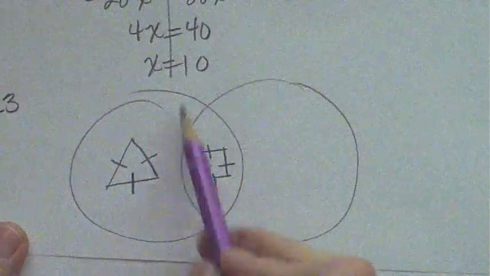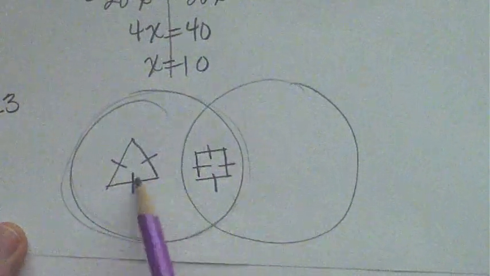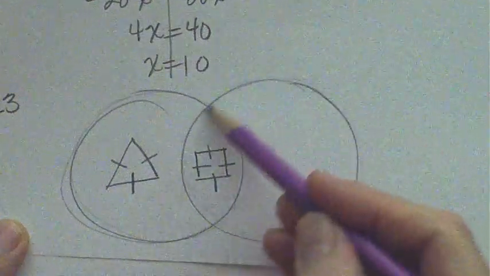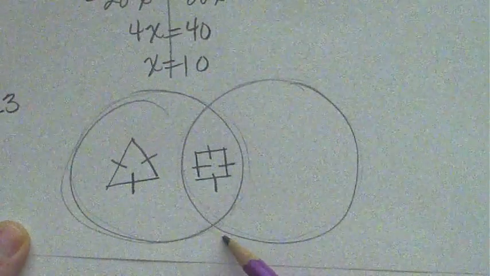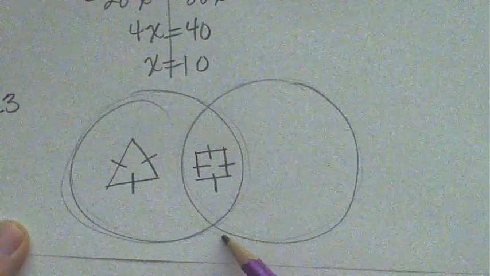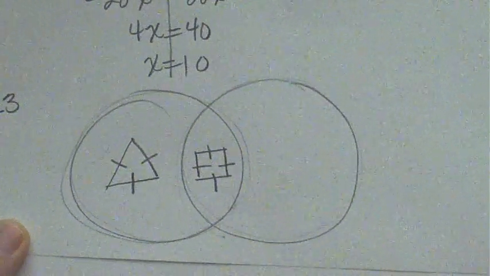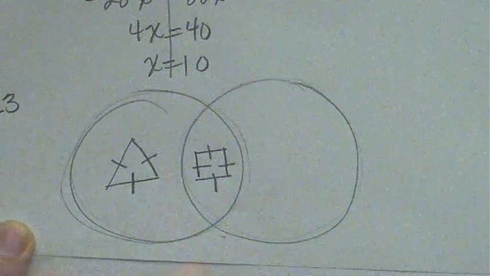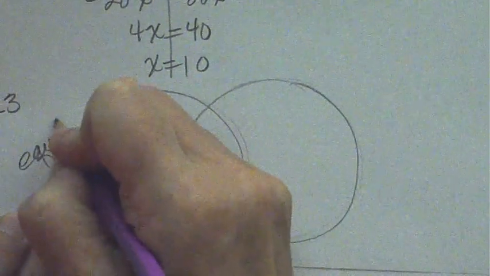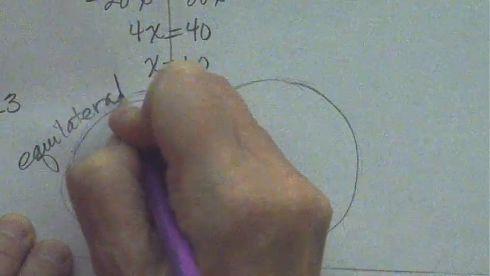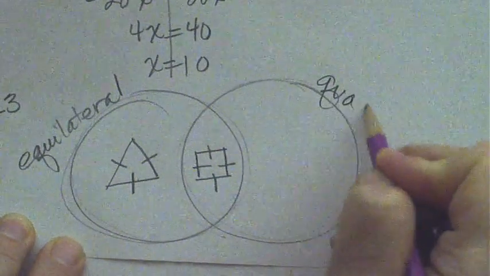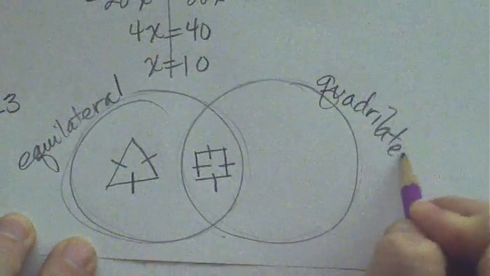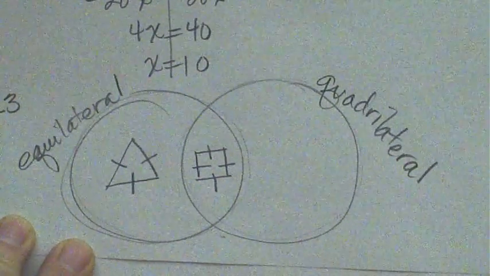So I'm thinking that this circle must be equilateral because both of these are equilateral, and this is probably quadrilaterals. It just says determine a possible label, so we could go with that. So let's put equilateral and quadrilateral. Remember, quadrilateral means it has 4 sides.